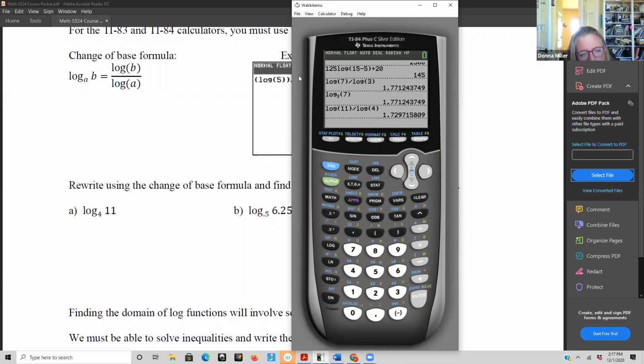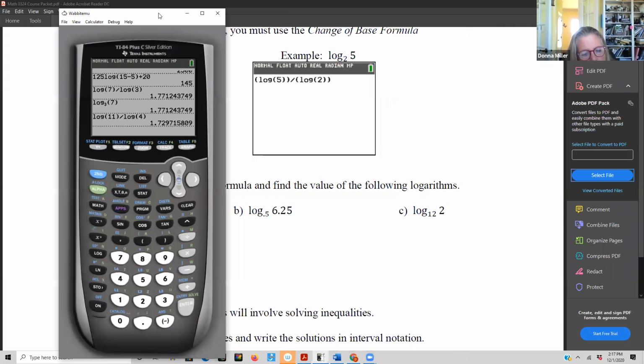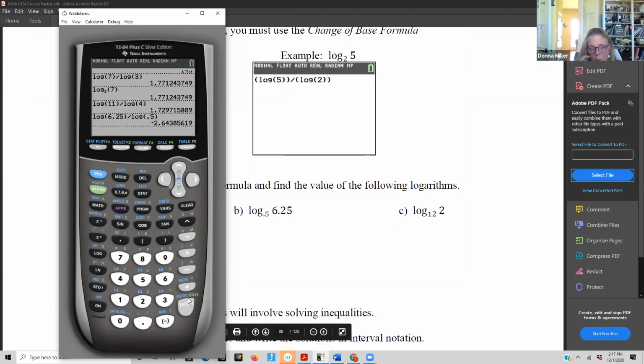We'll do a couple more. You can write those down. Log base 0.5 of 6.25. It doesn't matter what the base is as long as it's not negative. So on the TI-83, I do the log of 6.25 divided by the log of 0.5. And again, you could use the log button or the ln button. It isn't going to matter. Okay, so I got negative 2.64.